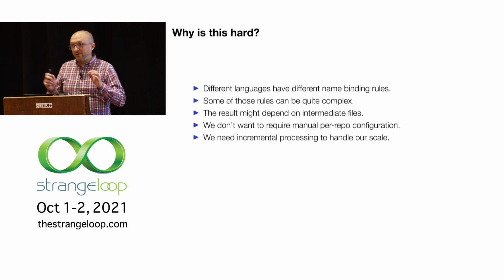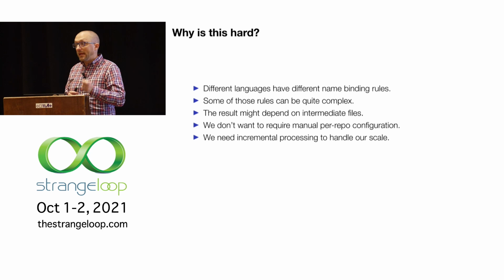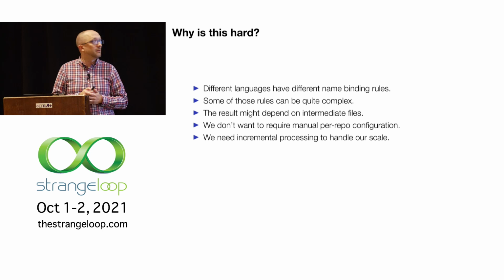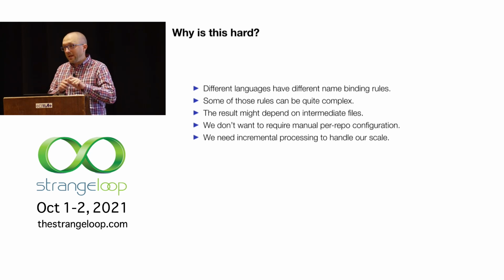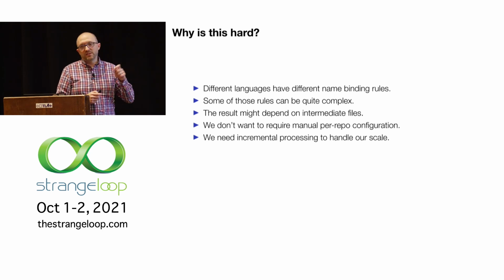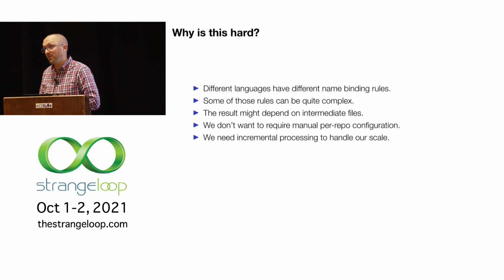Okay, so to summarize, we've spent a fair bit of time now talking about why this is a hard problem. We've talked about how there are language-specific rules that can be quite complex that we have to take into account while we generate this data. We've talked about how the results can depend on intermediate files, and so that can be viral if you're not careful in terms of when and how you have to recalculate things. We've talked about how we want this to be a zero config, it just works kind of feature. And then we've talked about how in particular we need incremental processing in order to do all of this at scale. So how are we going to do this in a way that satisfies all 5 of these checkboxes?